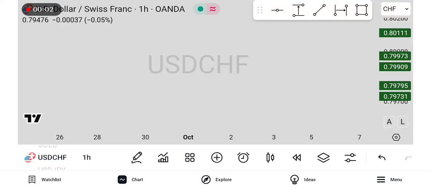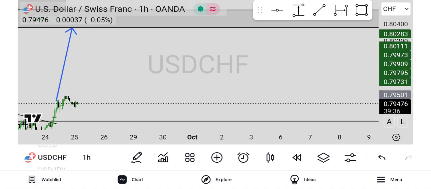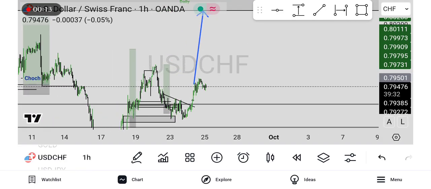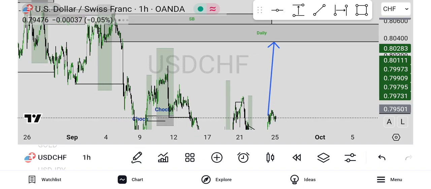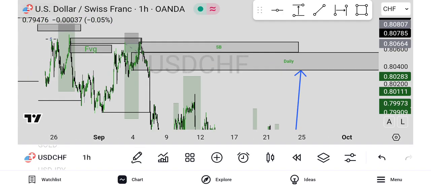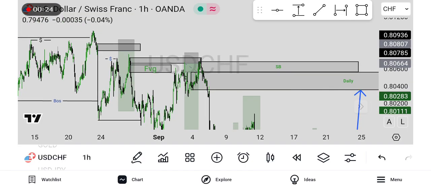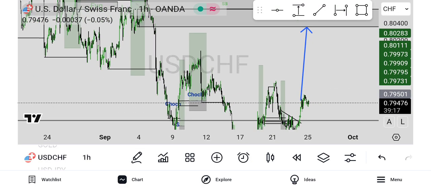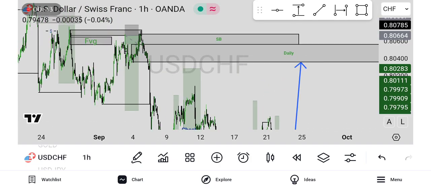Good day guys, in this video I'll be sharing some little secrets you should know about order blocks and supply blocks. As you can see on this pair, which is USD/CHF, you can see how I drew my order blocks. You can see the ones that are mitigated and the ones that are not mitigated. I'll just show you how to mark them out.